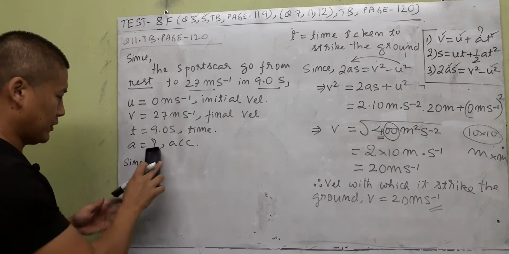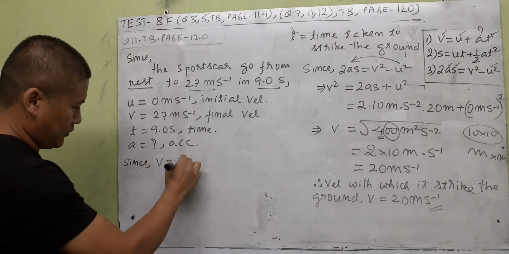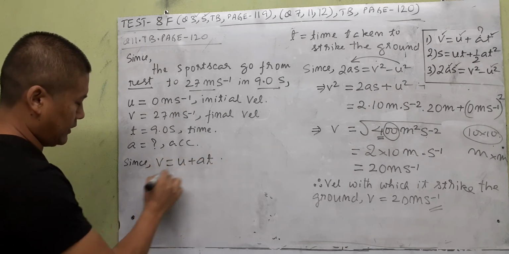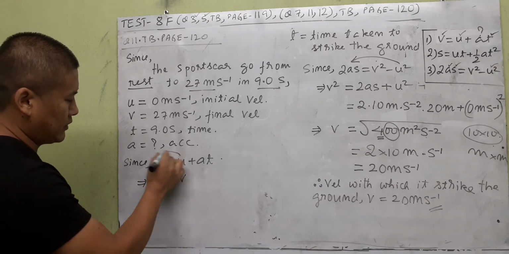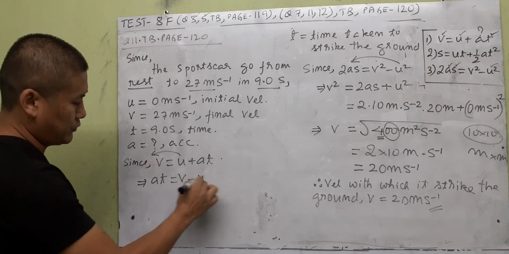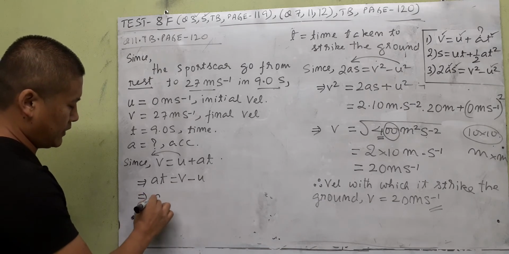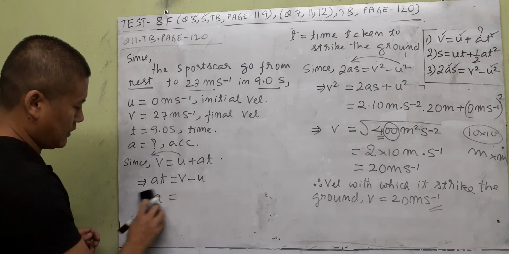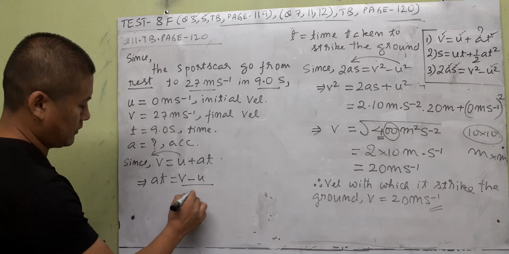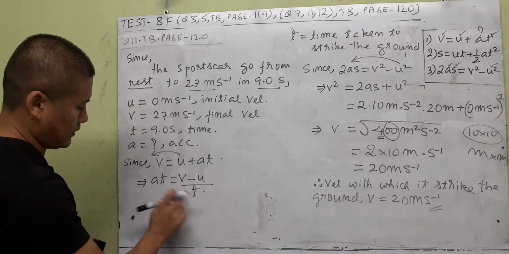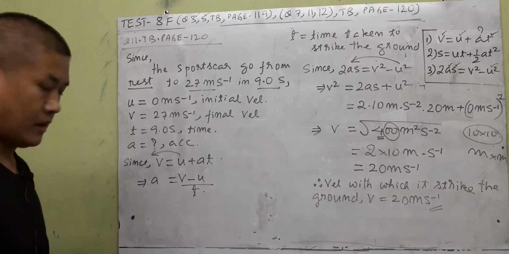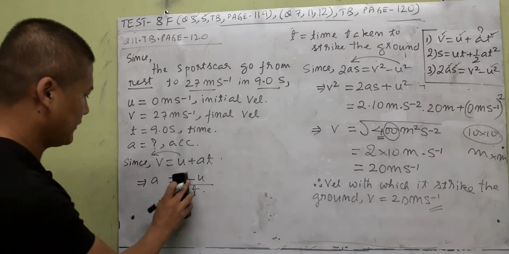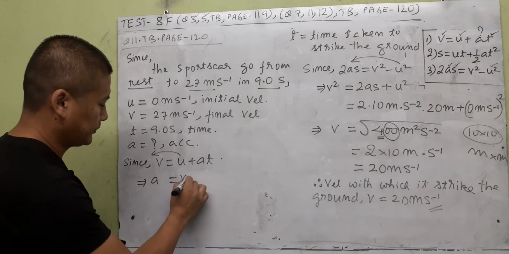Since we know V is equal to U plus AT, and we need A, don't move AT, don't move V, and shift this U to this side as minus U. Then we need A, so let us shift T, and it will come down. So A will be equal to this. This is our formula, right? V minus U divided by T.